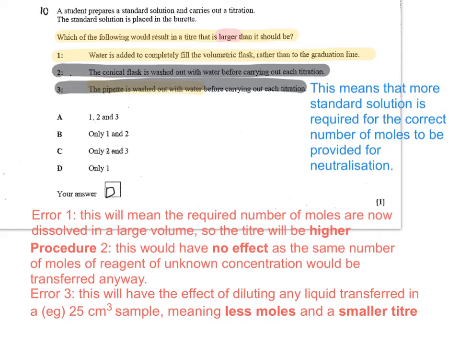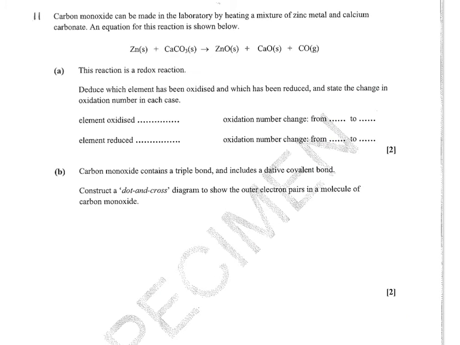So now we're ready to go on to the longer answer section, starting at question 11. So this one tells us that carbon monoxide can be made in the laboratory by heating a mixture of zinc metal and calcium carbonate. So it gives an equation, and it says it's a redox reaction. So it asks you to deduce which element has been oxidized and which has been reduced, and state the change in oxidation number in each case. And they give you the spaces in which to do that. So the easy thing to do is to assign oxidation numbers.